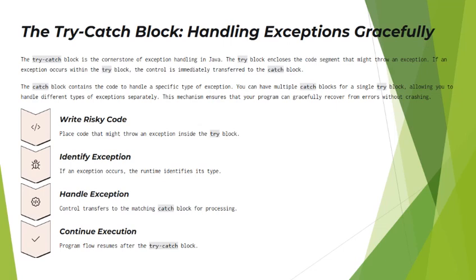Write risky code: place code that might throw an exception inside the try block. Identify exception: if an exception occurs, the runtime identifies its type. Handle exception: control transfers to the matching catch block for processing. Continue execution: program flow resumes after the try-catch block.